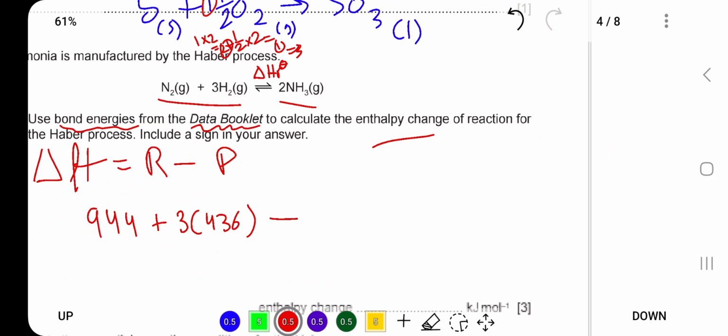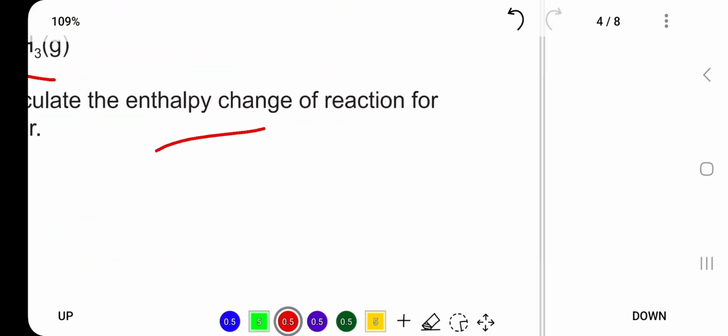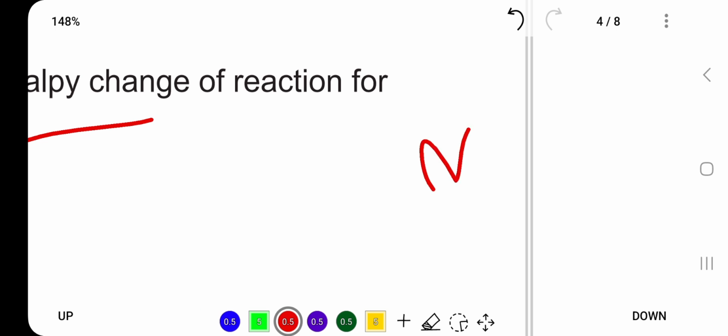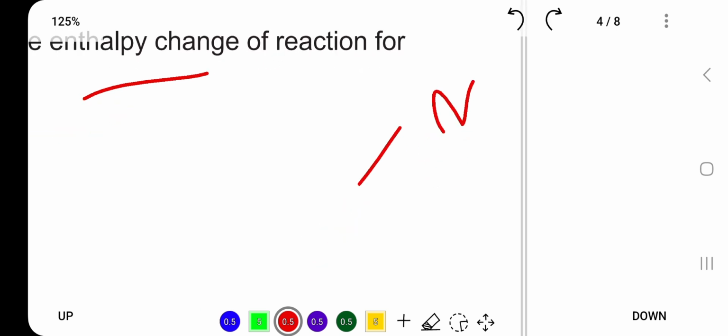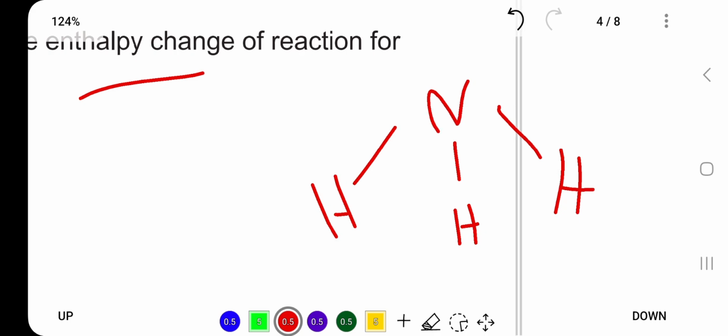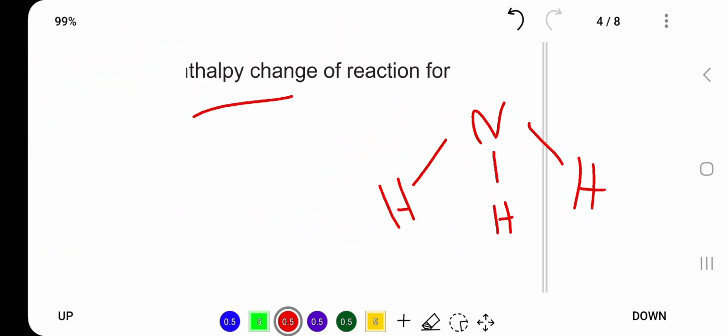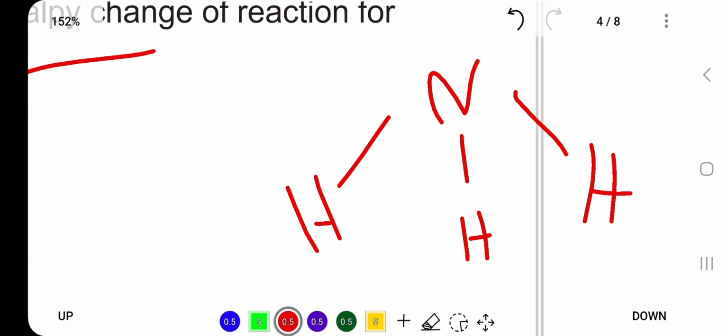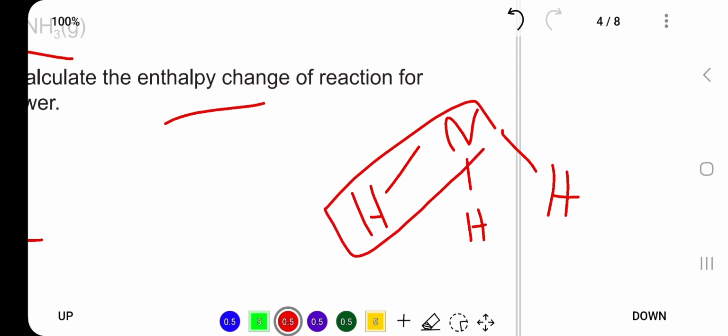2NH3. Now you will come for me for sure, I know it, because we need the booklet right now, but please understand, I don't have it. I'm sure I don't have it. Now they will give you the bond energy for N-H in the booklet.